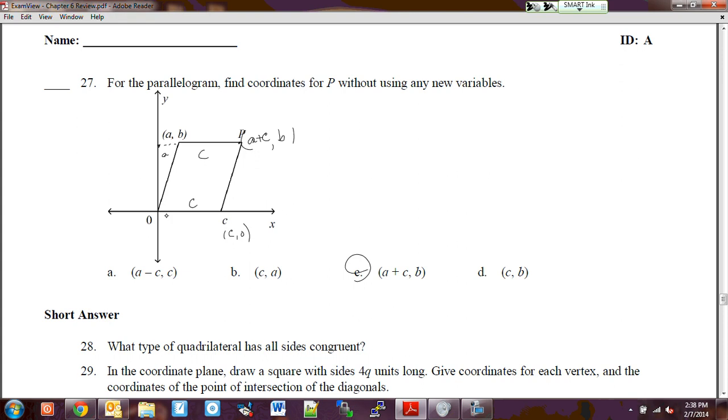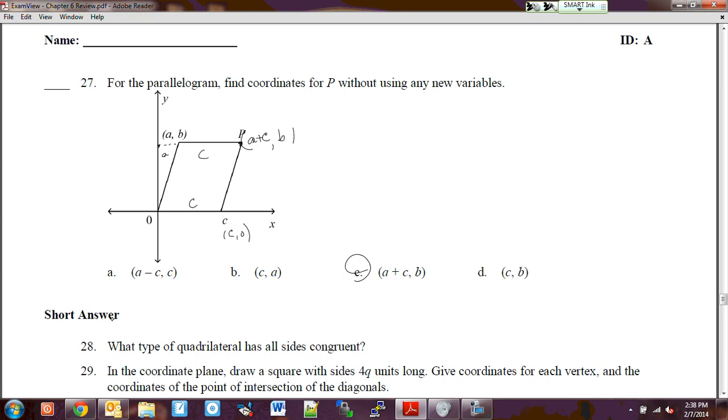All right? Just remember, opposite sides are congruent. So if this is C, this is C. The distance from here was A because we had to go over A before we came up to this point. This plus this is A plus C, and that's how far it is to here. All right?